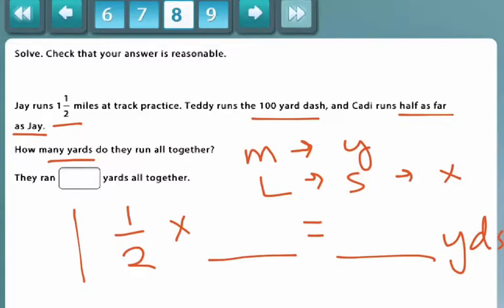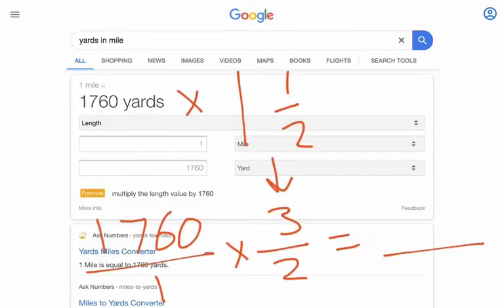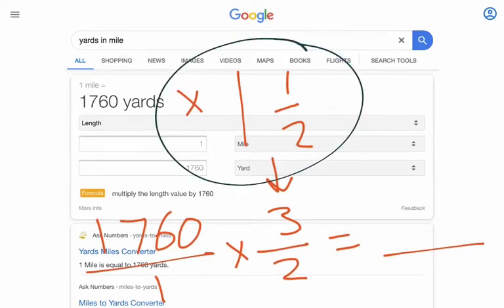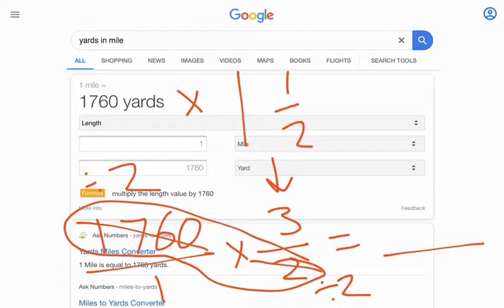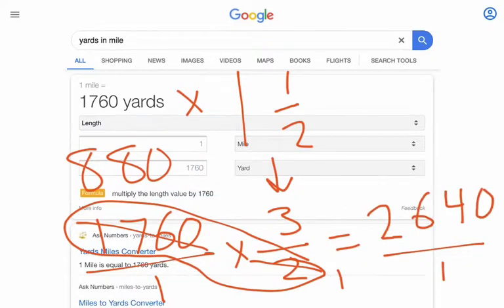1.5 miles, so I'm going to go from miles to yards. I remembered that there are 1,760 yards in a mile, so I'm going to multiply 1.5 by 1,760. To do that, I have an improper fraction. I change 1.5 to an improper fraction, and then I cross cancel, or cross simplify, because this is divisible by 2 and this is also divisible by 2. Dividing both of those by 2, I end up with 880 as a numerator and 1 as a denominator. Now I'm just going to multiply 880 times 3 to give 2,640 yards, which is equivalent to 1.5 miles.